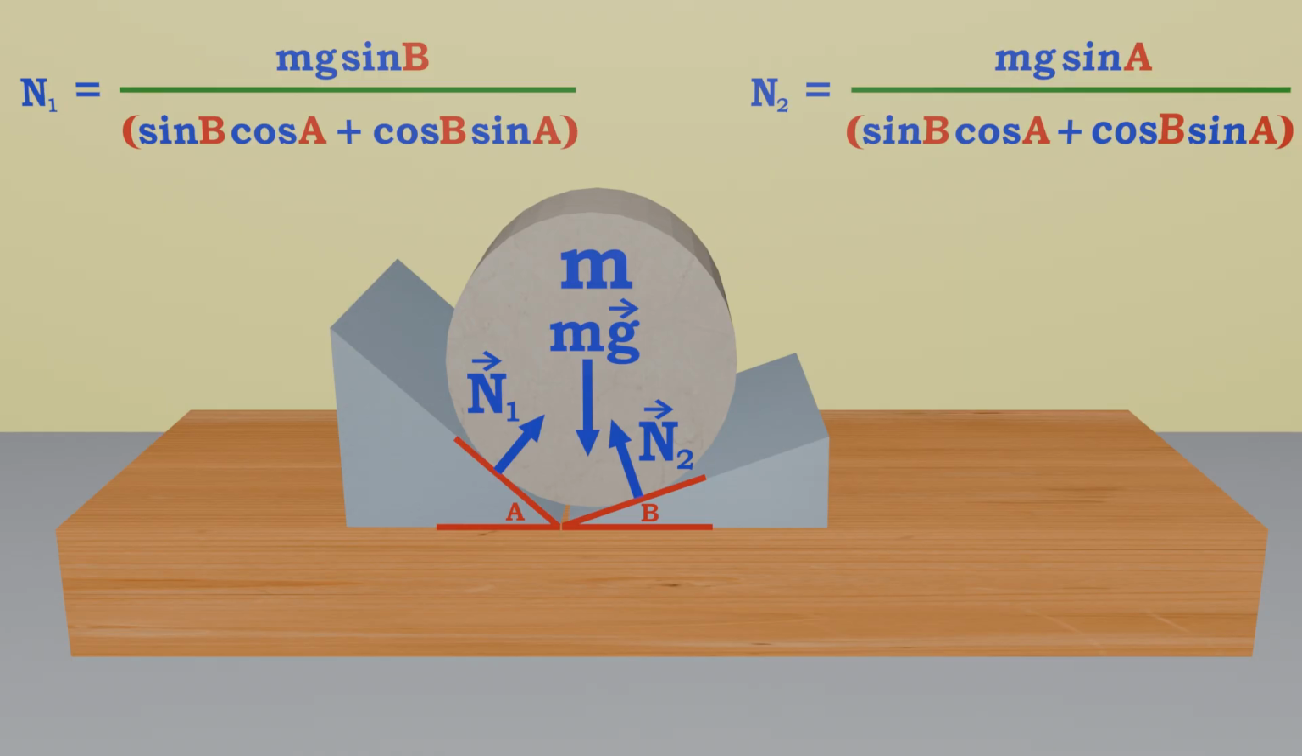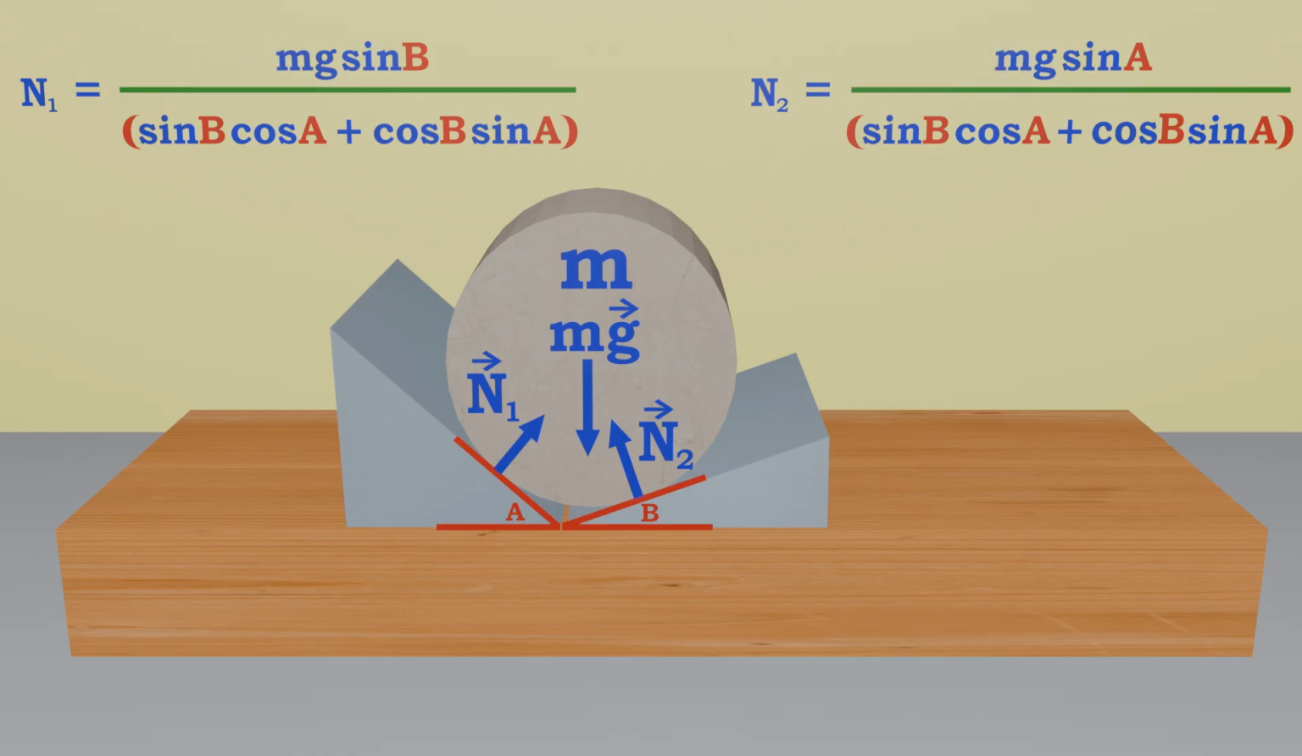Since these formulas are not obvious, let's verify our solution. To do this, we should check whether the formulas produce the expected result in a case where the answer is clear. Test 1. Suppose the disk has no mass. In that case, it will not press on the surfaces, so both N1 and N2 should be 0. By substituting 0 for m in the formulas, we find that N1 equals 0 and N2 equals 0. Therefore, the formulas yield the correct result.